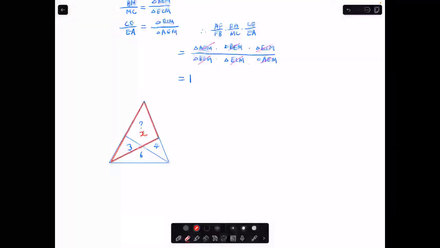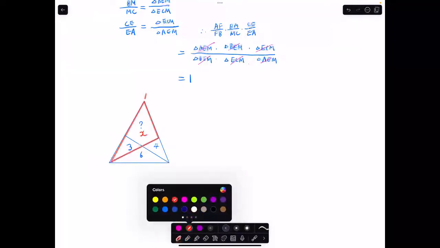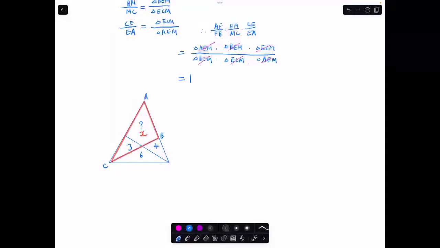Okay, and let's get the vertices. Let's call this A. Let's call this B. Let's call this C. This is C. Remember, the way to remember the vertices: you write A, B, C, and then you write A again, and you write the point in between.